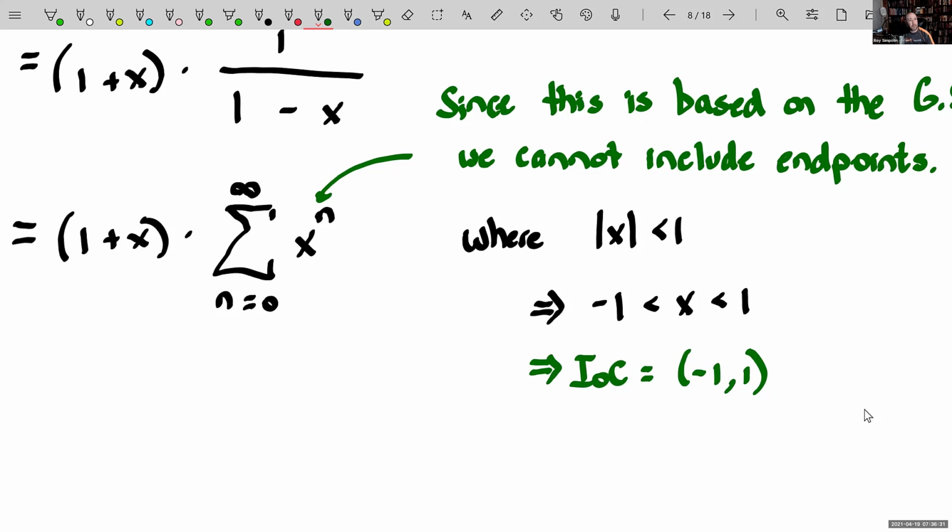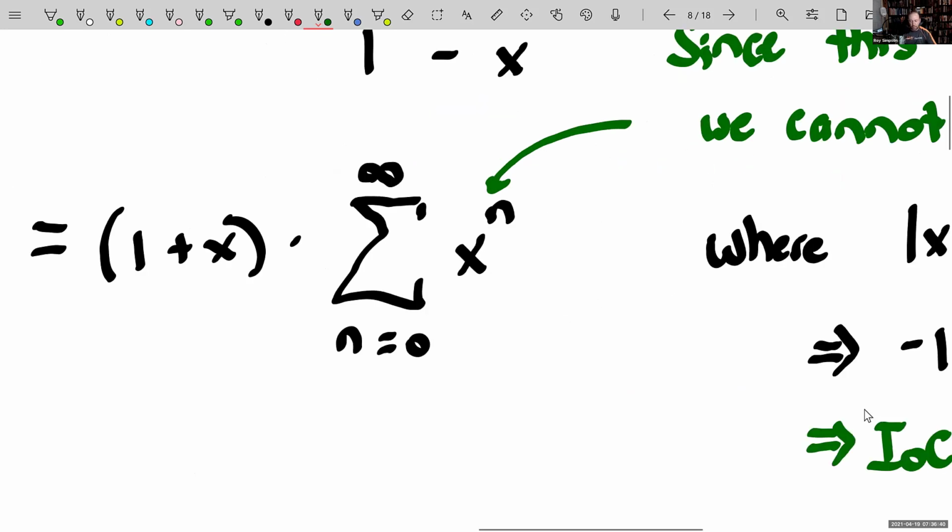Again, because it's based upon a geometric series. So with a geometric series, you don't include the endpoints in the convergence. Now, I said that we're almost done.